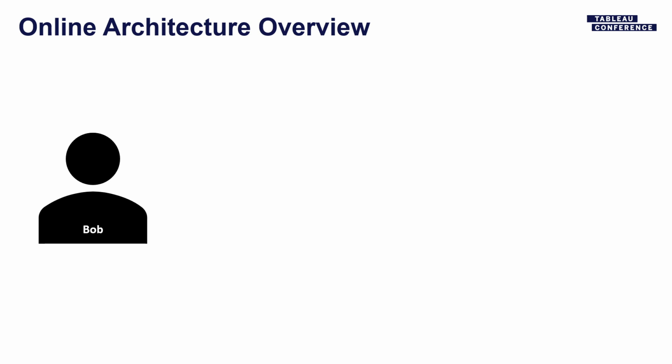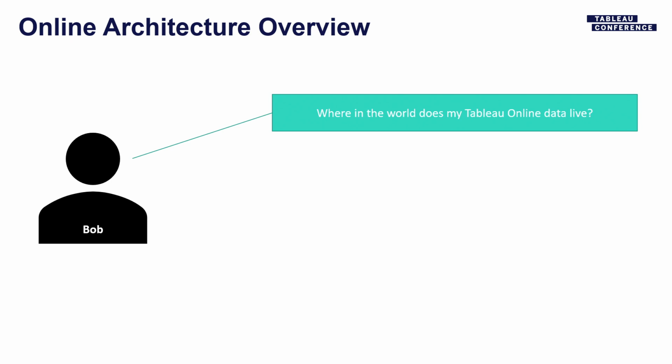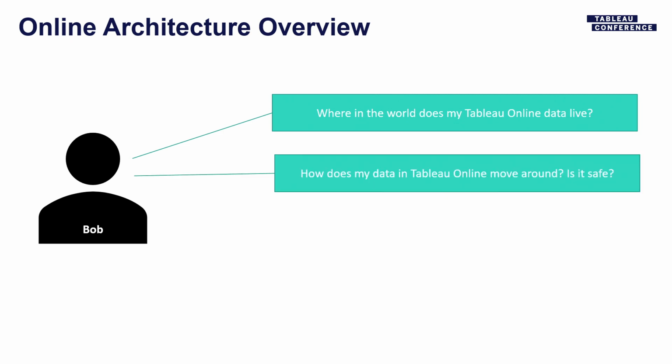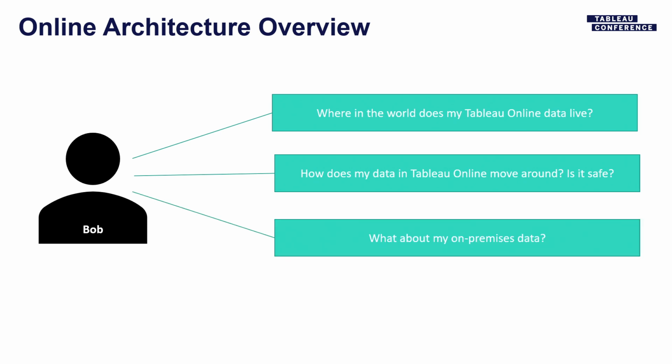Now, Bob's a curious guy. He's got a lot of questions for us. He's got questions like, where's all my data on Tableau Online going to be? Where in the world will it live? I've got regulatory reasons, compliance reasons, or other reasons where I need to make sure I understand where my data is. And then, how does my data move around? Is it secure? Is it encrypted? And finally, all of us have some old Oracle database or SQL Server that we're running on premises somewhere. What happens to that? How do I bring that data to online? And how do I keep that secure?